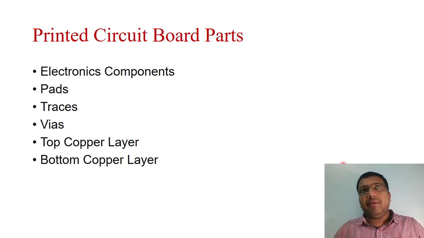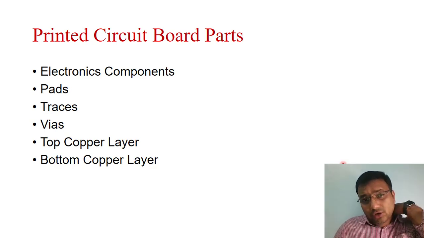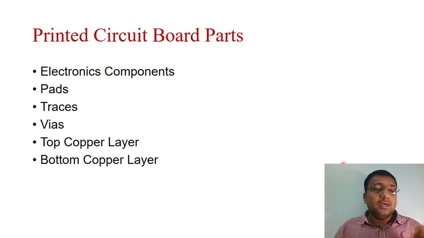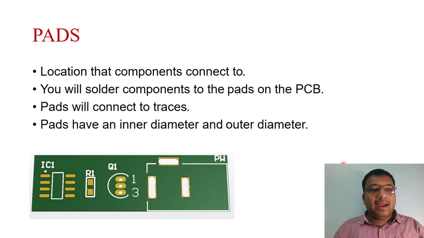So there are different parts of the PCB. We have seen the process of creating a PCB, but we need to see different parts of a PCB. The first part is electronic components. So you know about electronic components. Next is pad. What do you mean by pad? What do you mean by traces, wires, top copper layer and bottom copper layer? We'll see in detail. So pads.